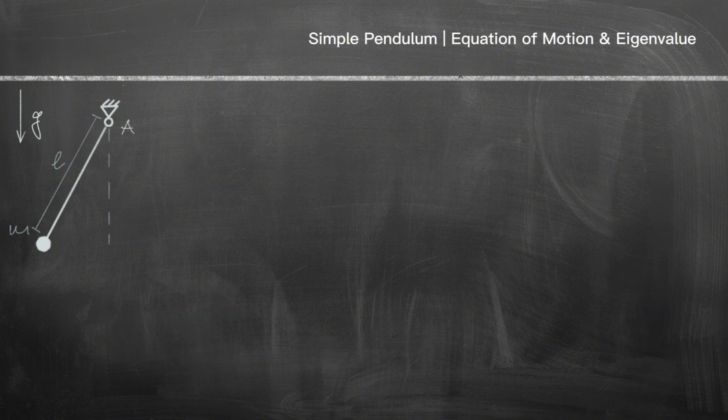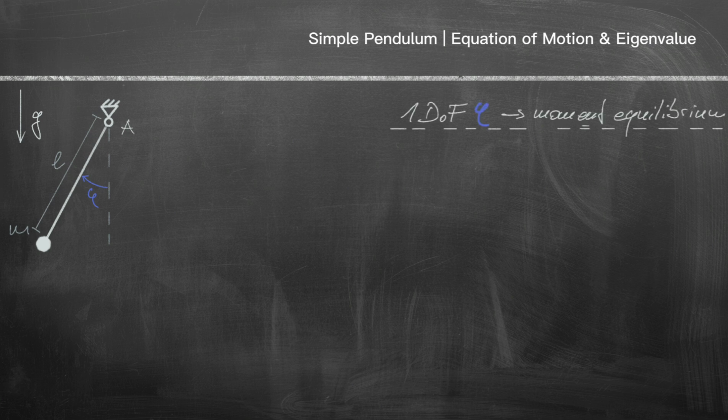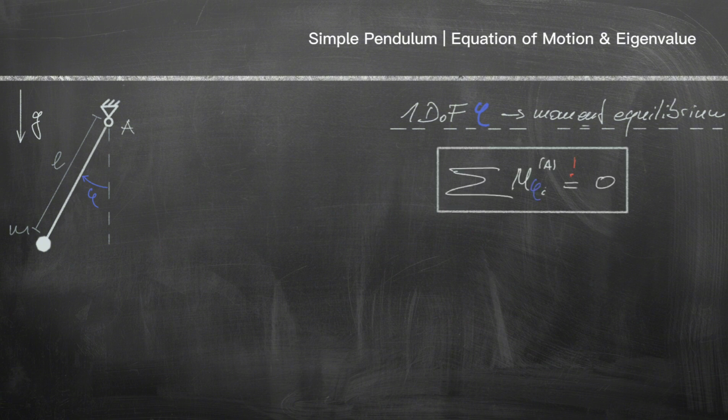In many cases, you will see the coordinates x and y. However, forget about them. We use the simple coordinate phi, which is the rotation angle about the pivot point A. We do this because we then have one degree of freedom instead of two. With this single degree of freedom, we set up a moment equilibrium where we sum all moments with respect to phi about point A and set them equal to 0. This is called a dynamic equilibrium, and this is exactly what we do now.